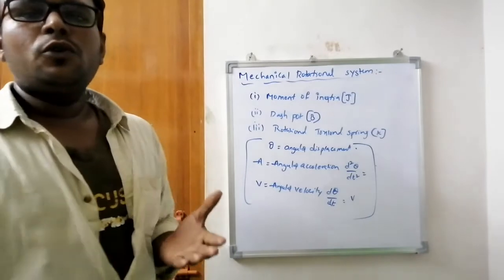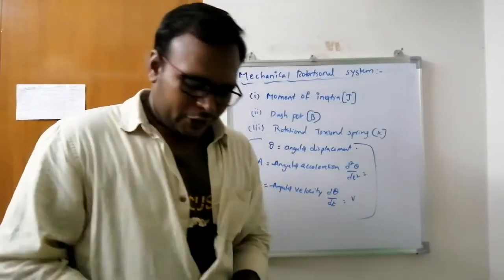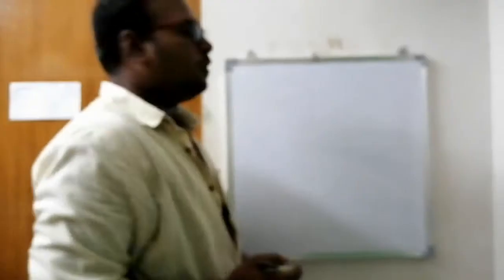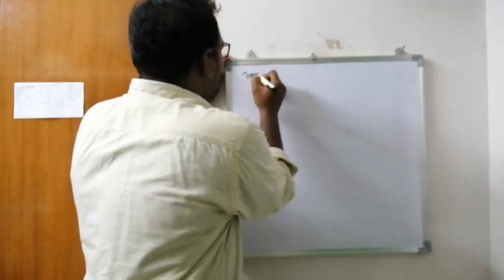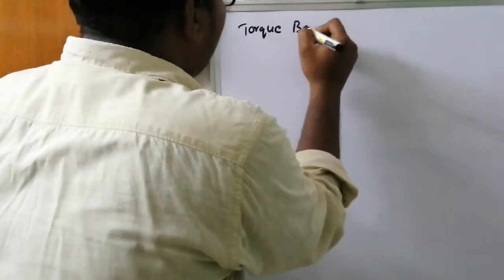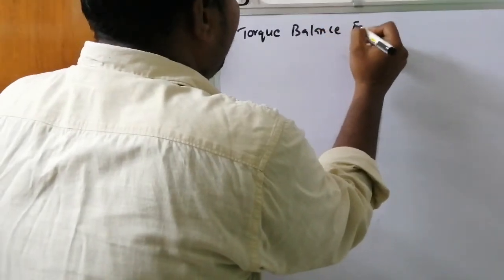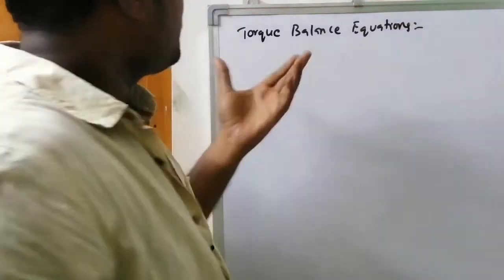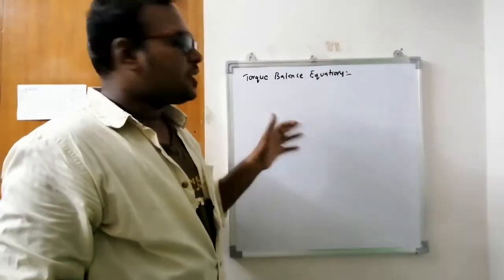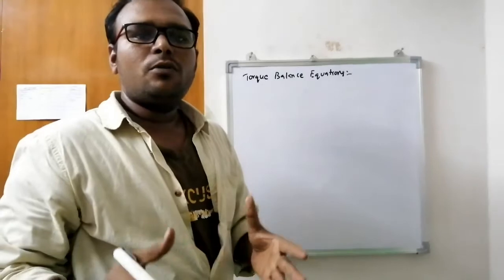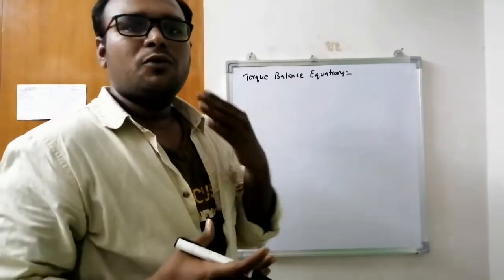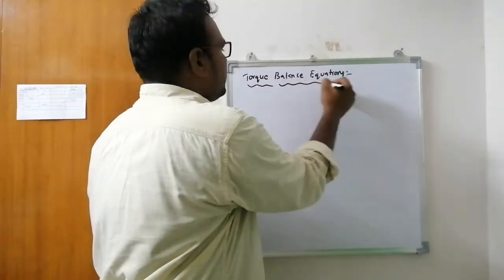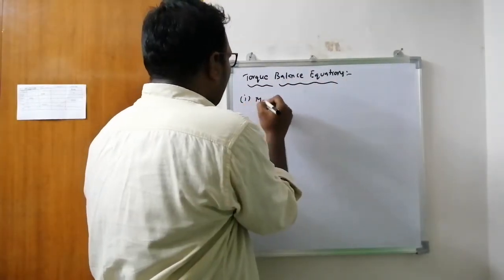Now we are going to see the torque balanced equations. Since it is a rotational system, the force balanced equation becomes a torque balanced equation. Why? Because in rotational motion, the force along the rotational path we call a torque. Simple. So the first element is moment of inertia.